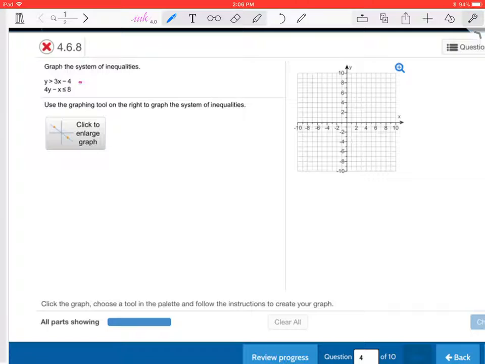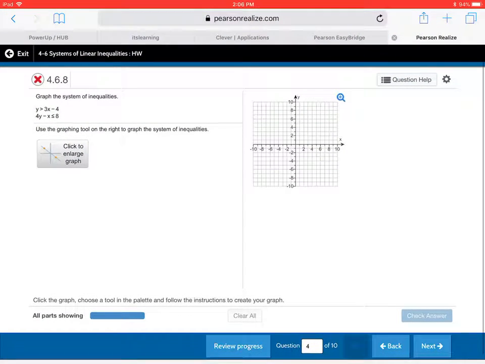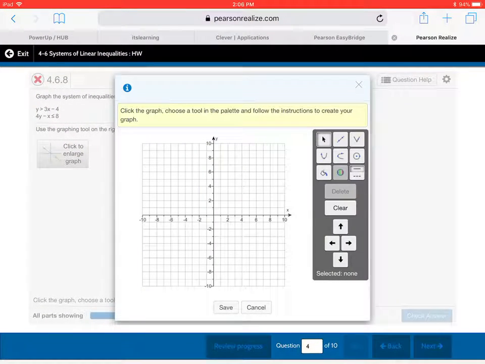So first off, our first inequality is y is greater than 3x minus 4. So our b value, our y-intercept, is equal to -4, and our slope is equal to 3. So I'm going to go over here to my graphing problem, and I'm going to hit the little magnifying glass there. And I have this tool button here. The second tool on the icons is our line tool.